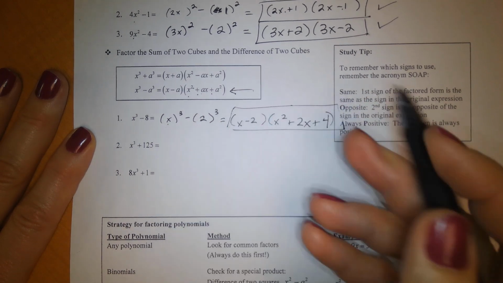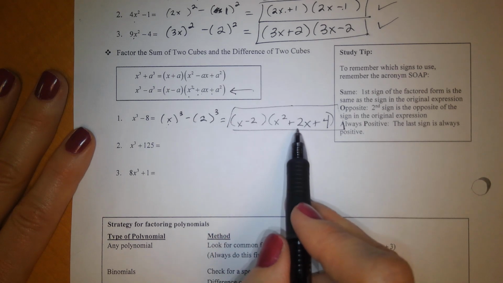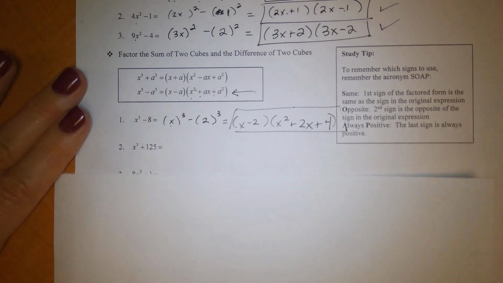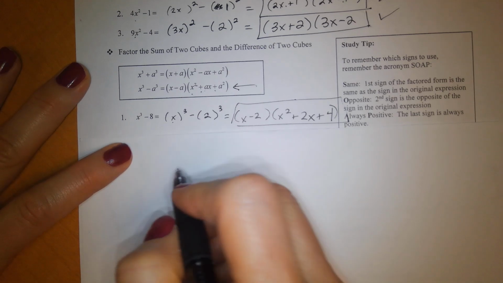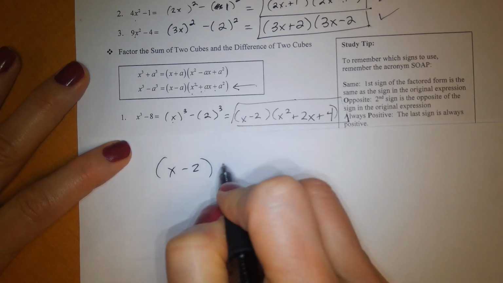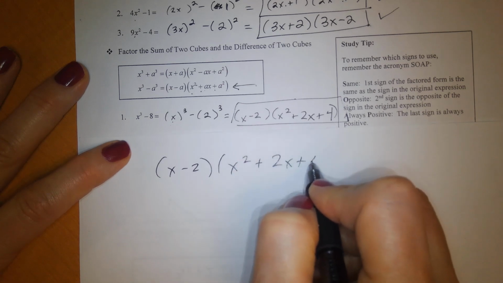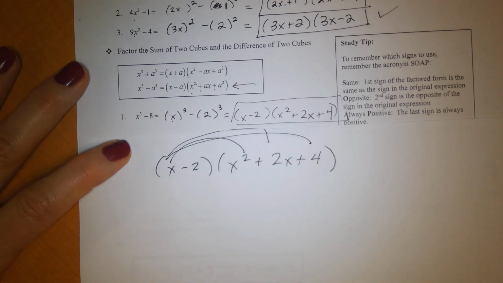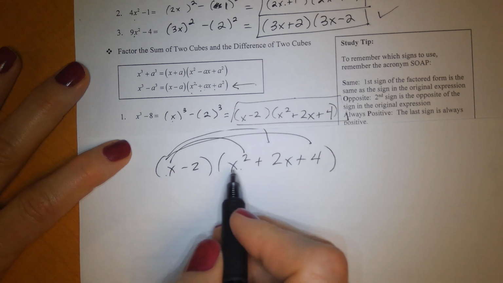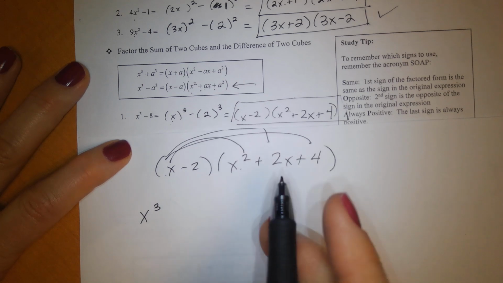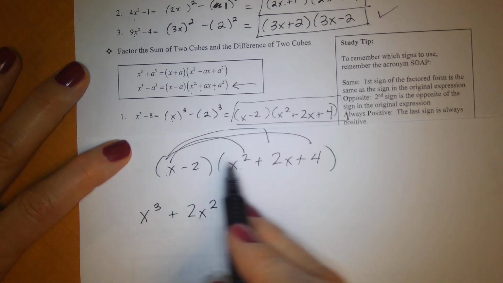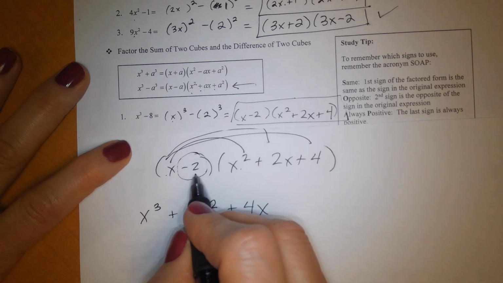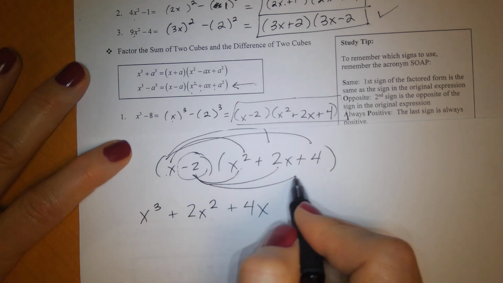And you should distribute this out and you'll find you'll actually end up back where you started. In fact, why don't I do that? Let's check it right here, to show you that it works. What I do to distribute is I take the first term and I distribute it to all 3 terms next door. So x times x squared is x to the 3rd, x times 2x is 2x squared, x times 4 is 4x. Now I move on to this negative 2. Negative 2 times all 3 terms.